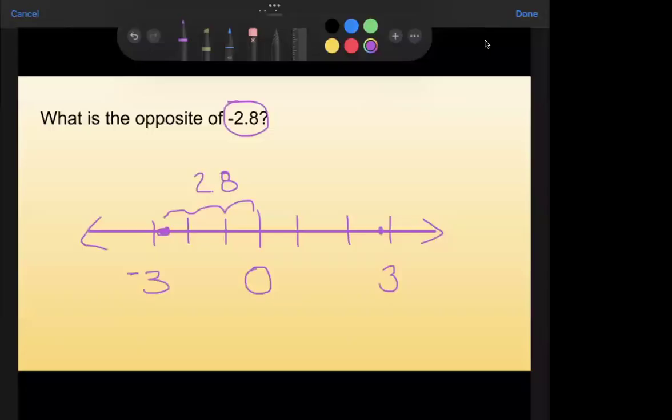So the shortcut for all this is just to change the sign of the rational number you're given. If you're looking for the opposite of negative 2.8, just change it to positive 2.8.